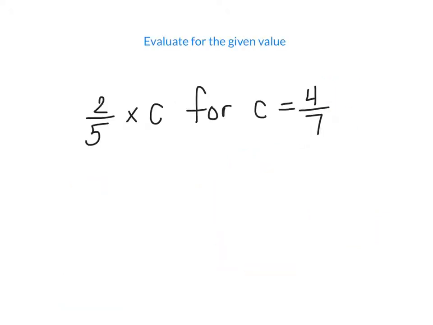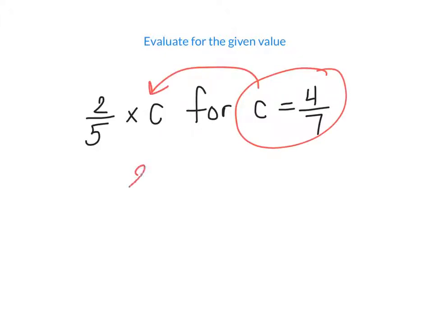So you're going to see some problems that look like this: 2/5 times c for c equals 4/7. And this always, always confuses some kiddos. And it is confusing looking. But I promise you it's not very hard. It's saying 2/5 times c for c equals 4/7. They tell you right here what c is.